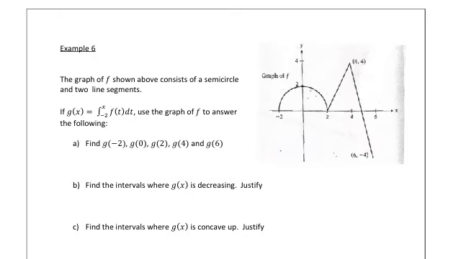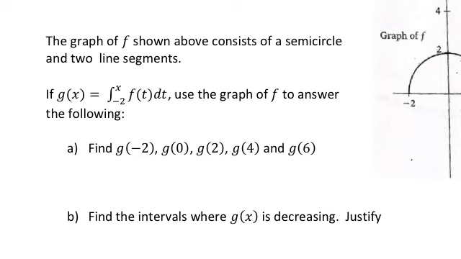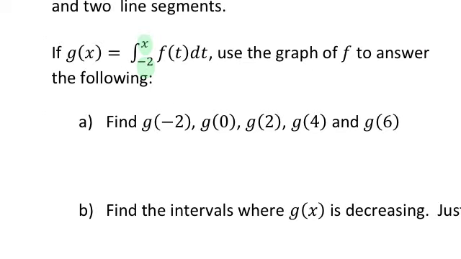Okay, this is exactly like the other problem we did, but just to practice one more like this because it's a very important type of problem. The graph of f shown to the right consists of a semicircle and two line segments. If g of x is the integral from -2 to x of f of t, use the graph of f to answer the following. So first we're just finding a few g values, right?